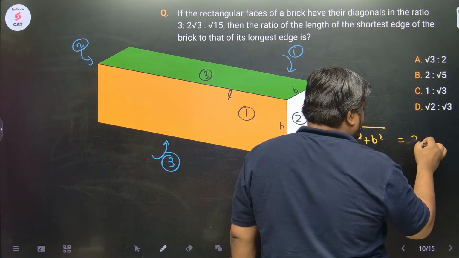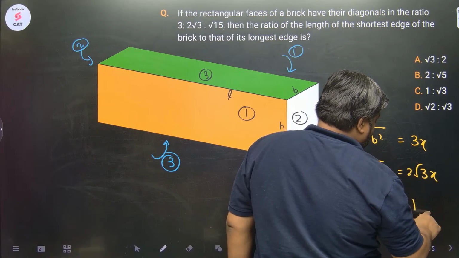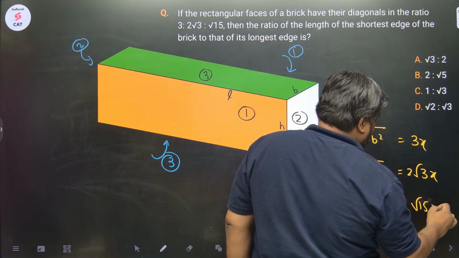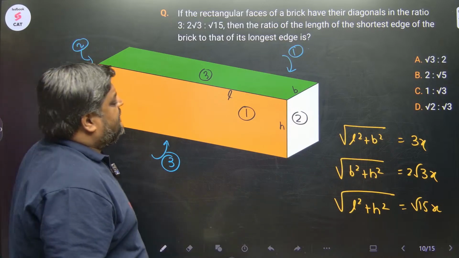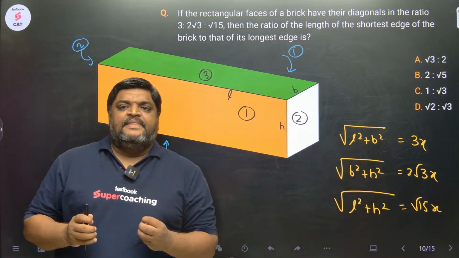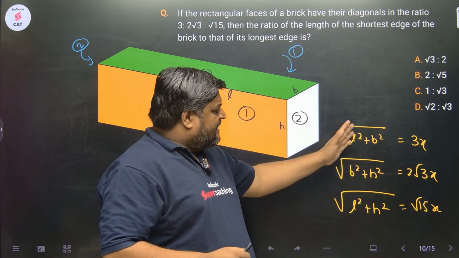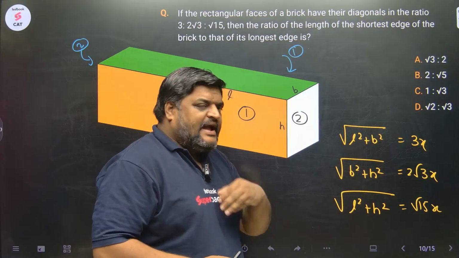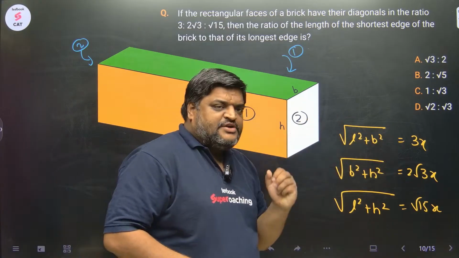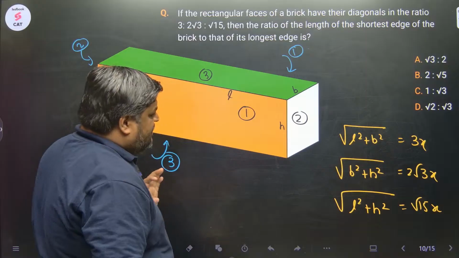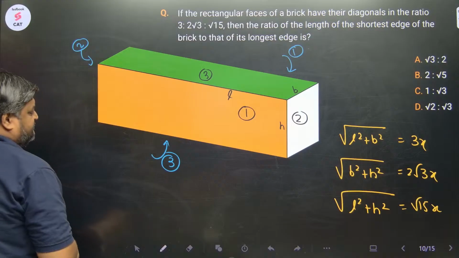Let's say this is 3x, this is 2√3x, and this is root 15x, right? तो आपको क्या करना था? आपको एल, बी और एच कैलकुलेट करना है और लॉन्गेस्ट अपॉन शॉर्टेस्ट का रेशियो बताना था. So you have to calculate length, breadth and height, and after that longest और shortest का रेशियो बताना था. चलो, let's solve for l, b and h.